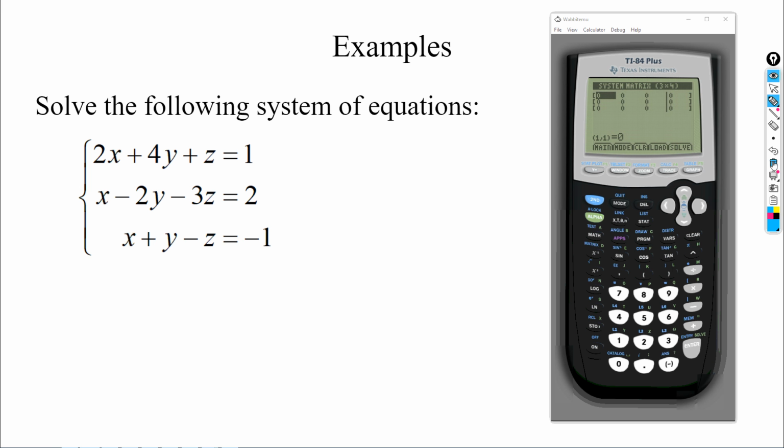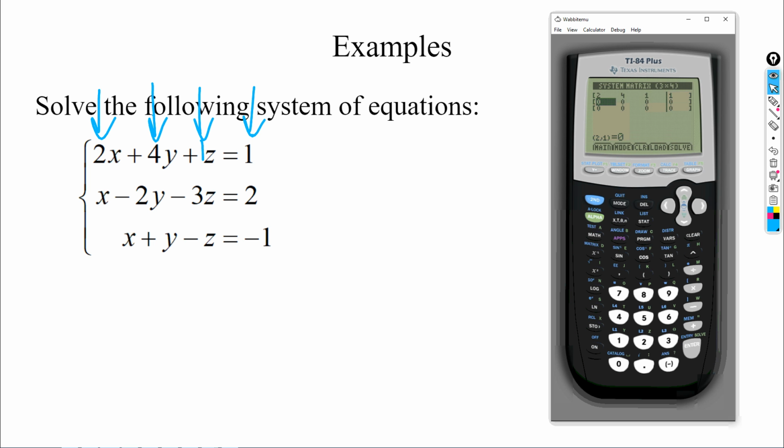the constant on the other side of the vertical line, or the answer if you want to think of it that way. So right away, I'm going to start with our first equation. Looking at my coefficients, I have a 2, I have a 4, I have an implied 1z, and then I finally have my constant or answer to that equation, which is 1. So I'm going to be entering those in. 2, enter. 4, enter. 1 for the z, enter, and then 1 as my constant.